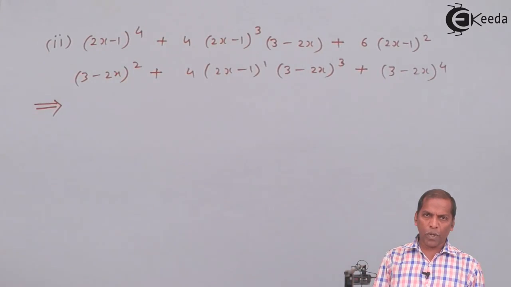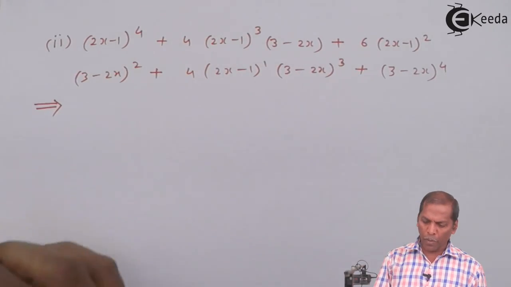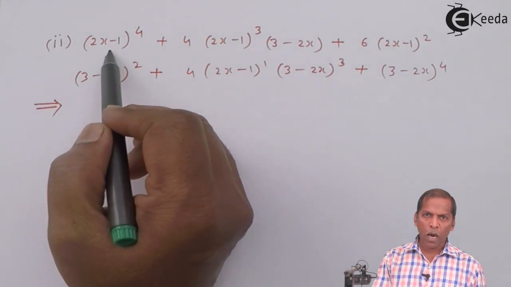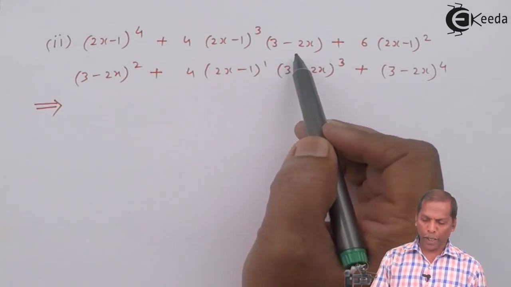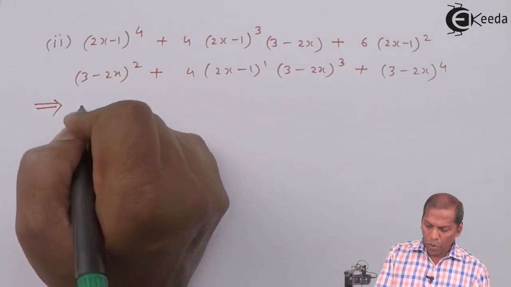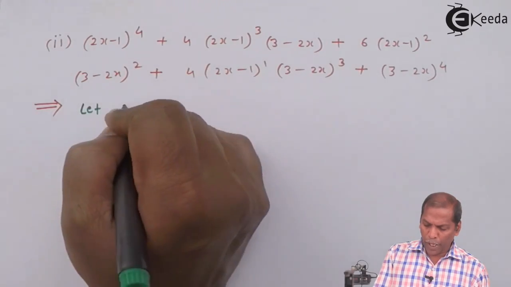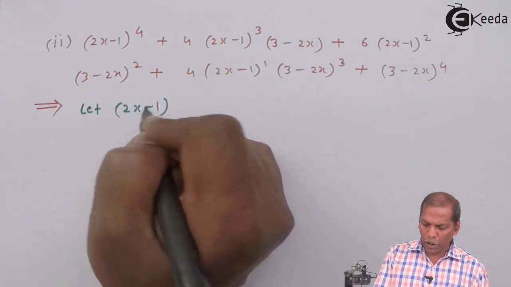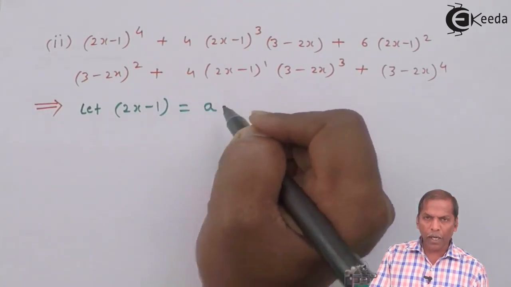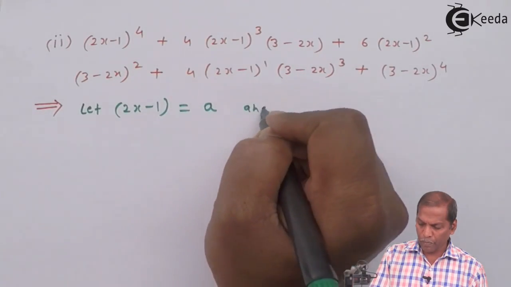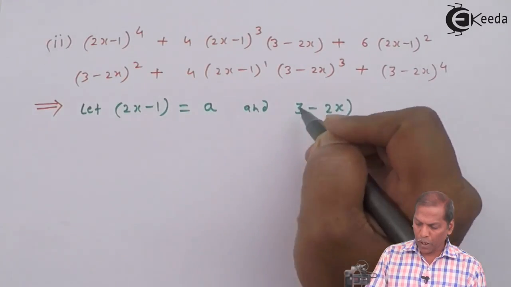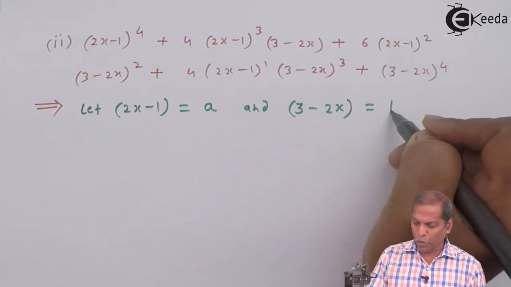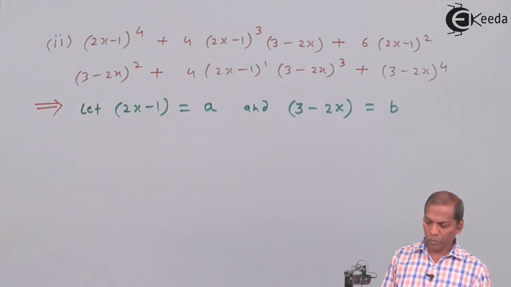In this problem, if you observe, there are only two terms. One term is 2x minus 1 and the second term is 3 minus 2x. So let 2x minus 1, this term we denote as a, and 3 minus 2x, this term we denote as b.